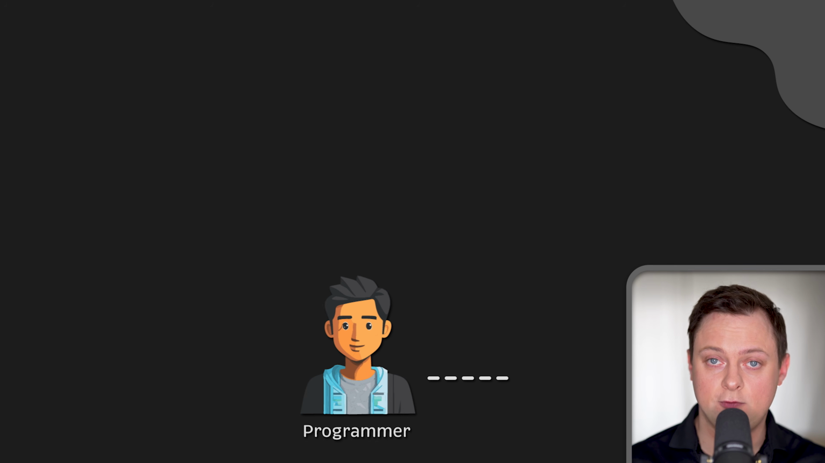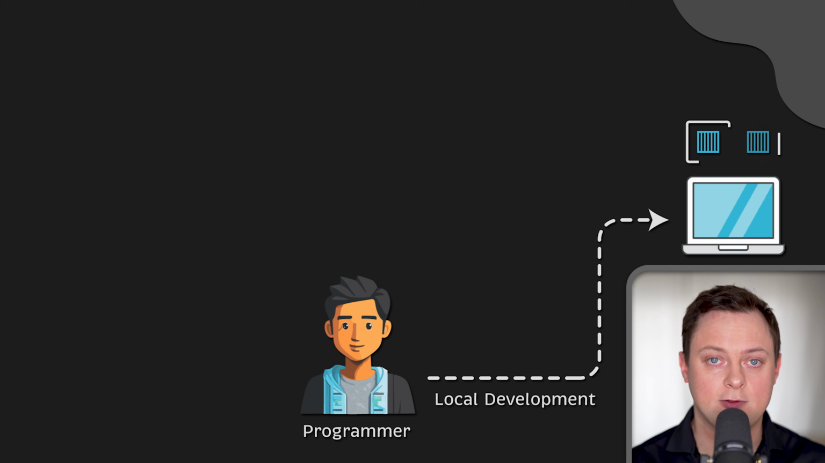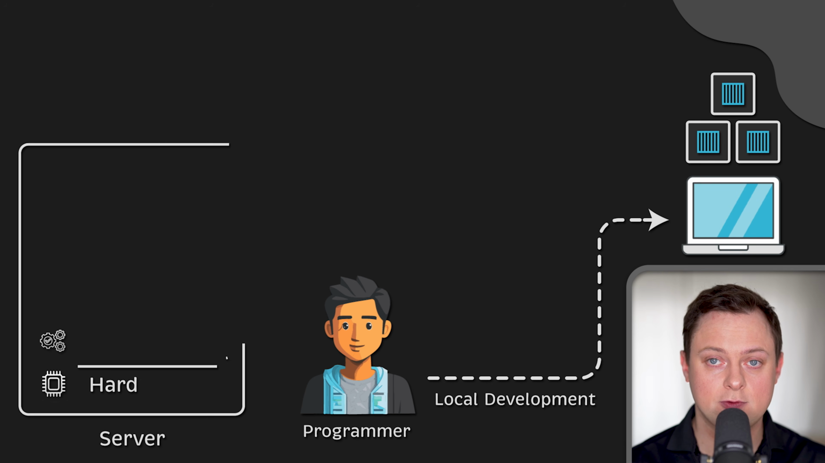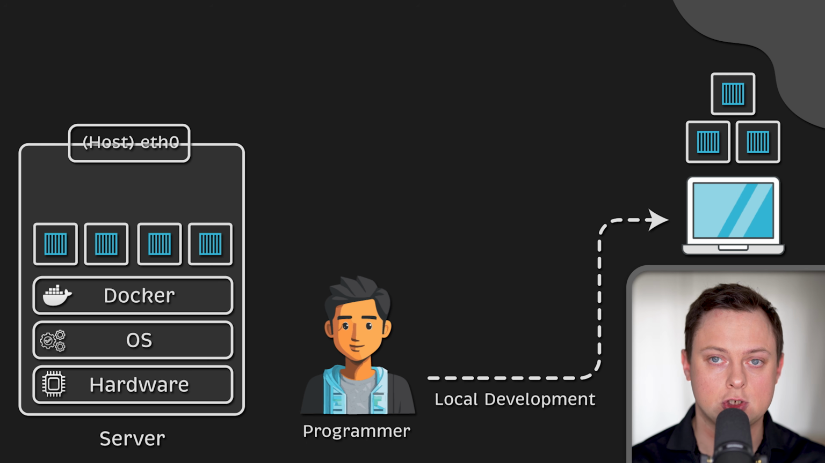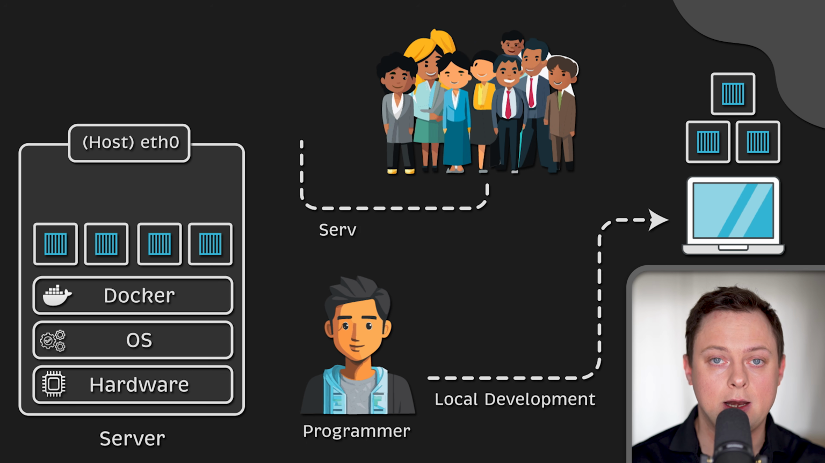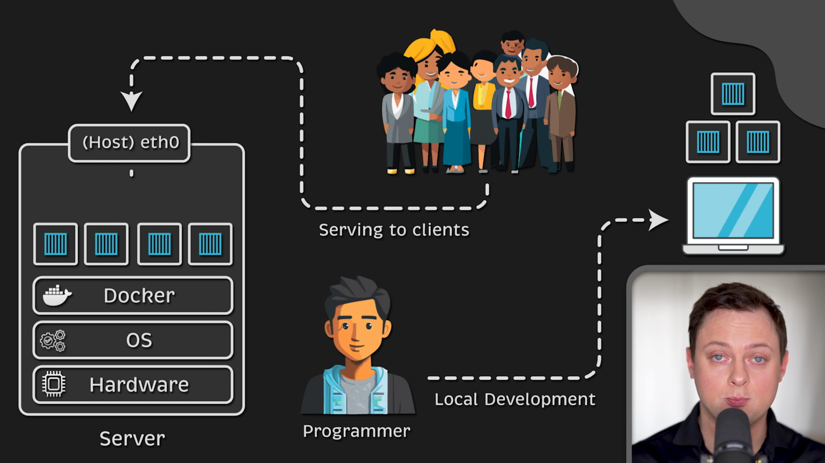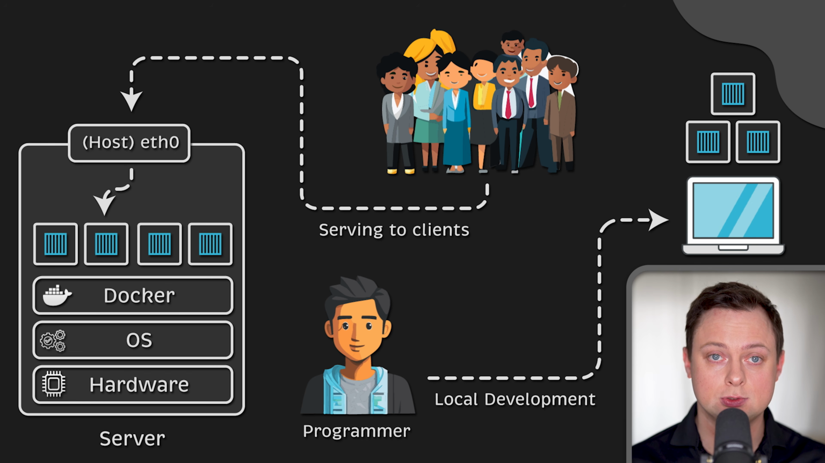Now, some networking features of Docker can still be applied for local development, but most of them are used for running applications that are accessible by external clients on, let's say, a remote Linux server. So it's important to keep in mind that there are two different use cases for Docker and networking.